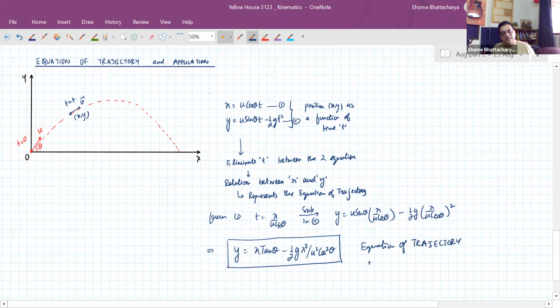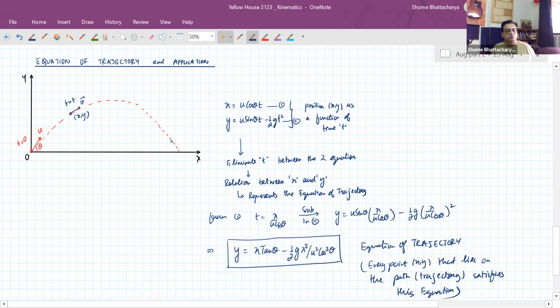So this basically means that every point xy that lies on the path or trajectory, trajectory is just another word for path, satisfies this equation. That is the meaning of this. Every point that lies over here, all the points that constitute the path through which this particle has gone through, they satisfy this equation.